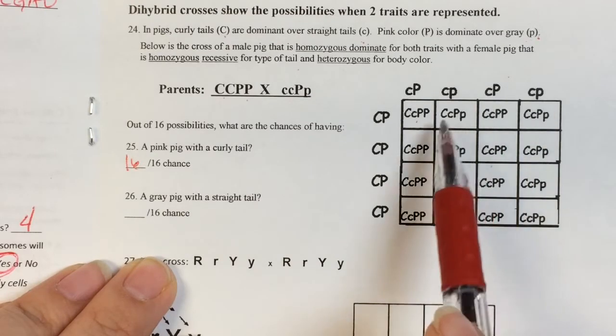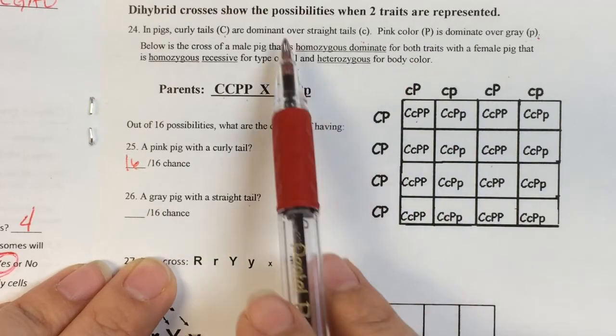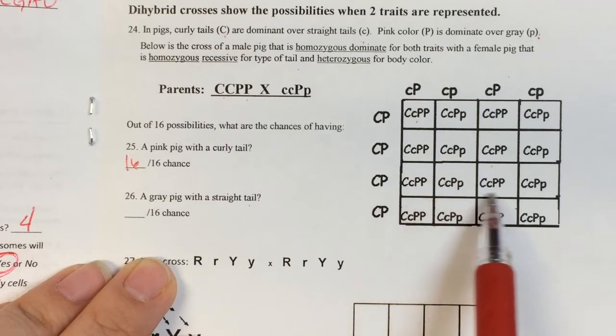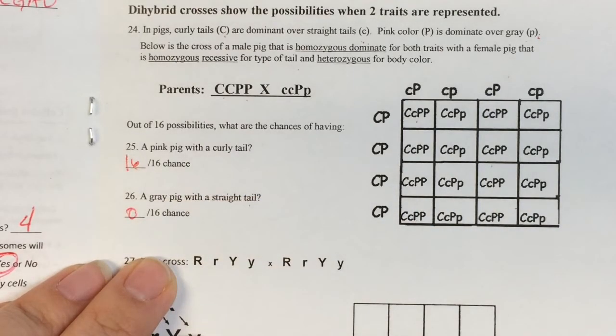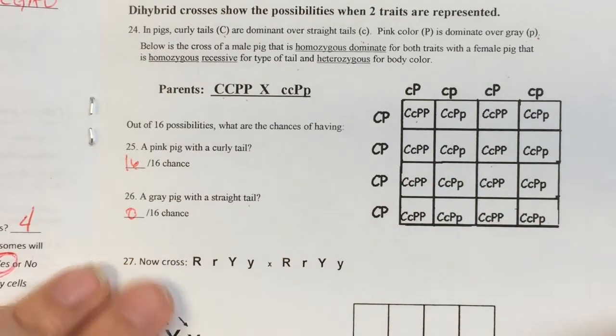And if we look for gray with straight, so straight tail, little c, do we have any here that are going to have a straight tail? None. There's a 0% chance. None of them have the recessive traits for both alleles. So each one has a capital.